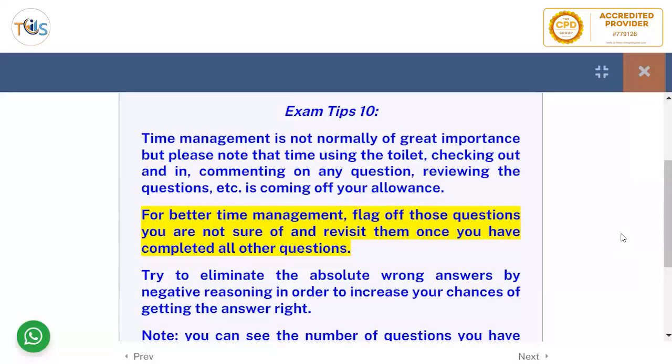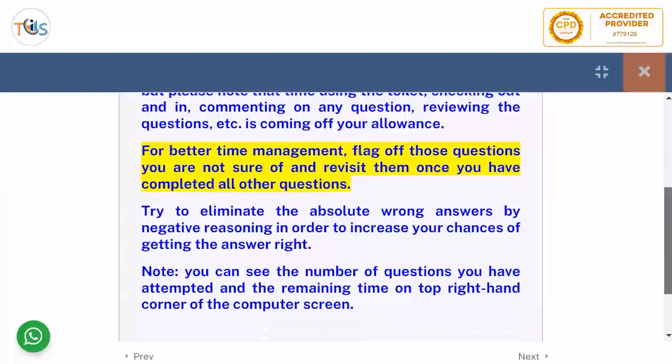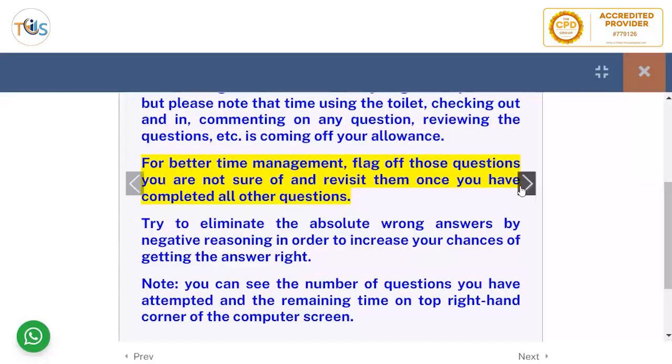For better time management, flag off those questions you are not sure of and revisit them once you have completed all the other questions. Try to eliminate the absolute wrong answers by negative reasoning in order to increase your chances of getting the answer right.